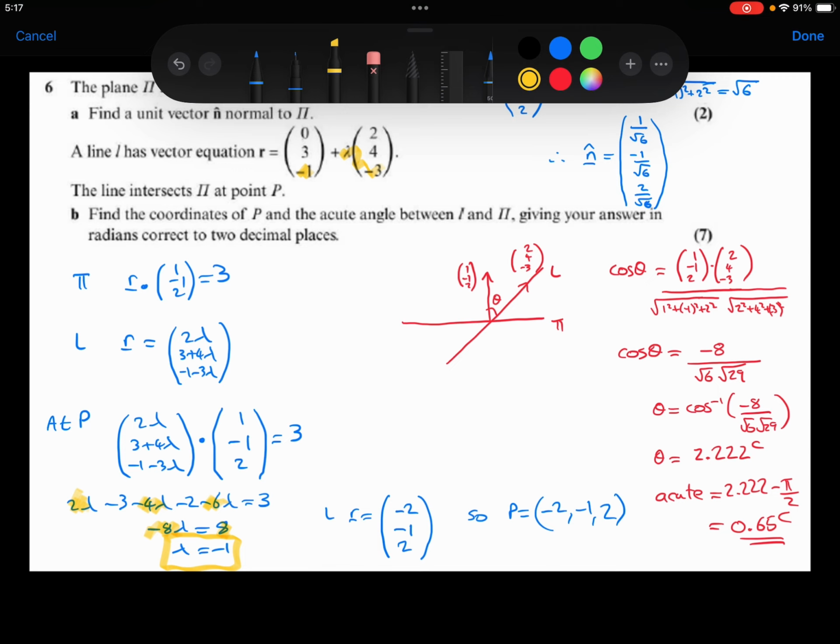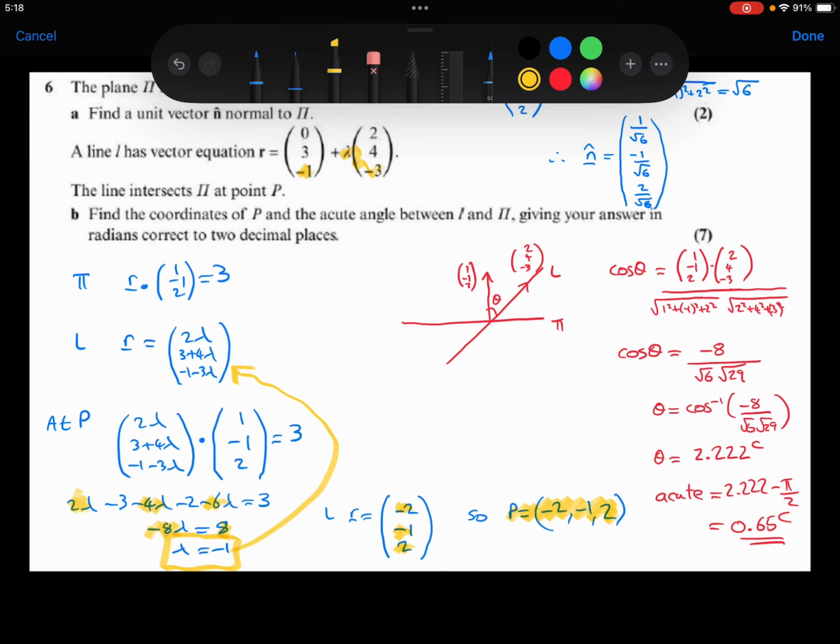And so I have then plugged that minus 1 into the general point on the line and found that when lambda is minus 1, the line is going through the vector minus 2, minus 1, 2. And so the coordinates of P then is 2, minus 1, 2.